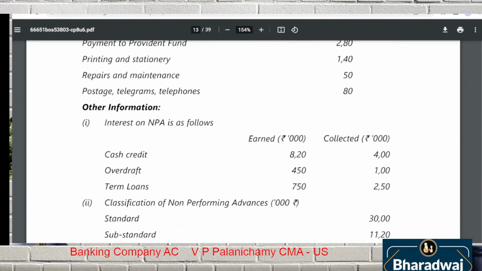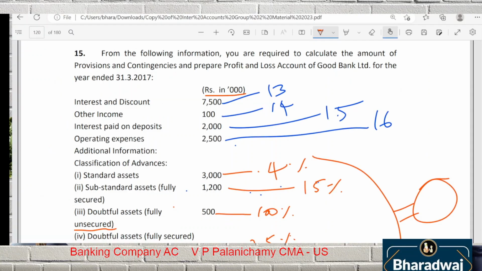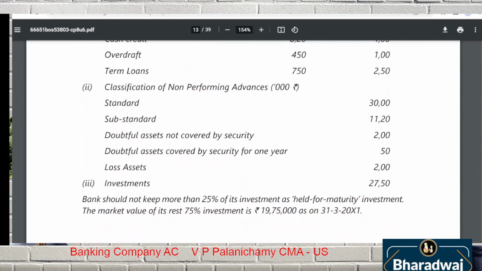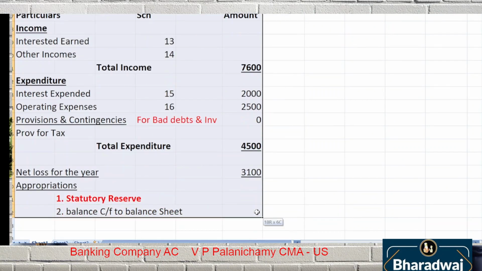Do schedule 16 and tell me the total, all operating expenses. I hope you are getting 2340. Then create a provision for bad debts also.